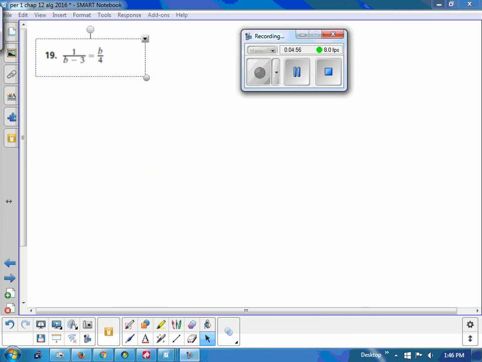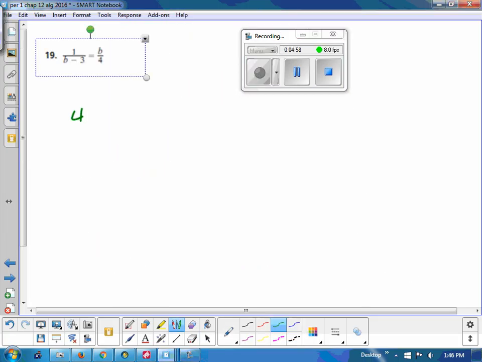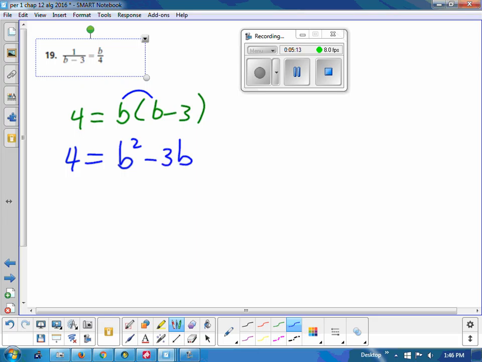Okay, looking at 19, we're going to cross multiply again and get 4 equals b times b minus 3. This is going to produce a quadratic. However, you might be able to, well, no. So we're going to distribute and get b squared minus 3b. Okay, so it is a quadratic. You got a linear term here. You got a constant term over here. So you have to solve it like a quadratic.